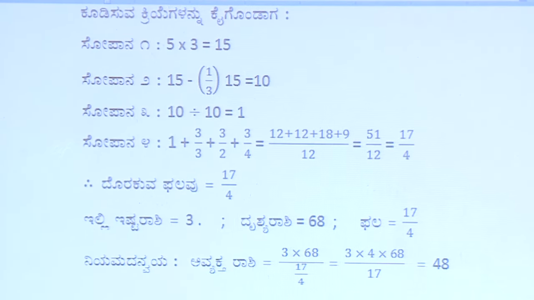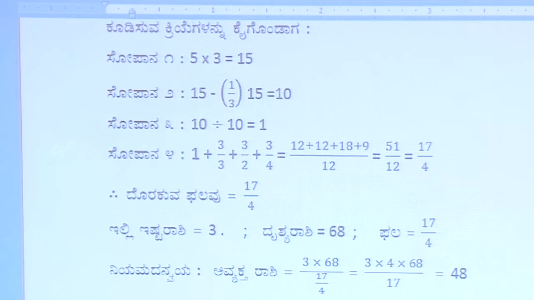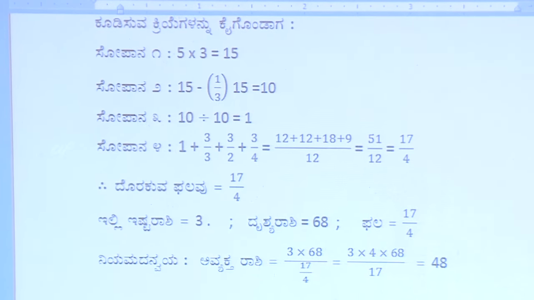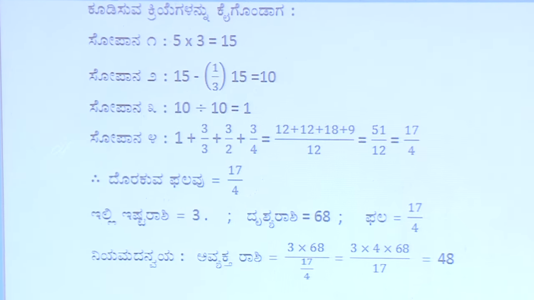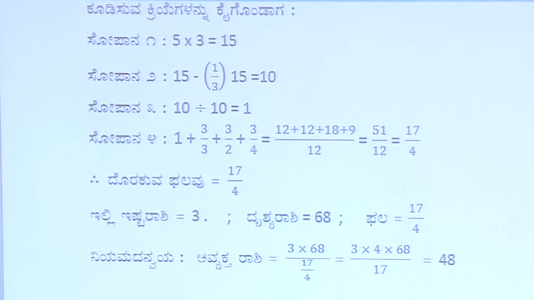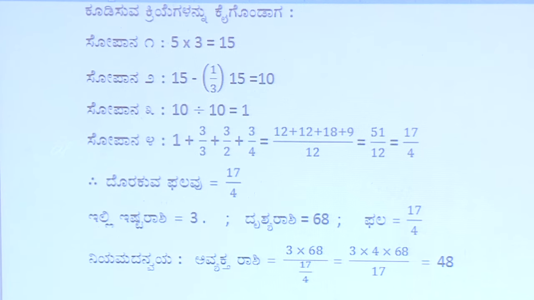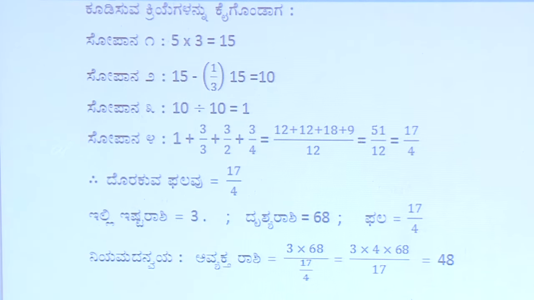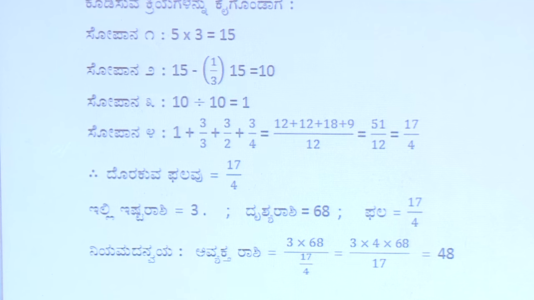Next step, what we have to do? We have to subtract 1/3 of it. So 15 minus 1/3 of 15 is 10. Next, third step is divide by 10. 10 divided by 10 is 1. Next, fourth step. In the fourth step, we have to add 1/3 and 1/2 and 1/4 of the assumed quantity. So, 3 by 3, 3 by 2 and 3 by 4. The sum is 17 by 4. This is the obtained quantity or result, which is to be used in the next step.